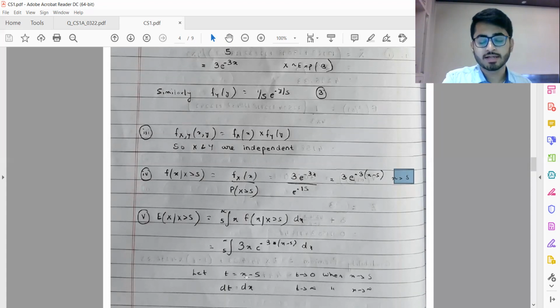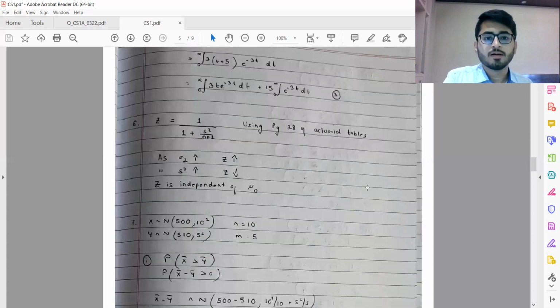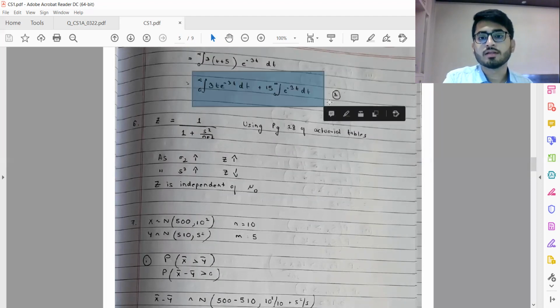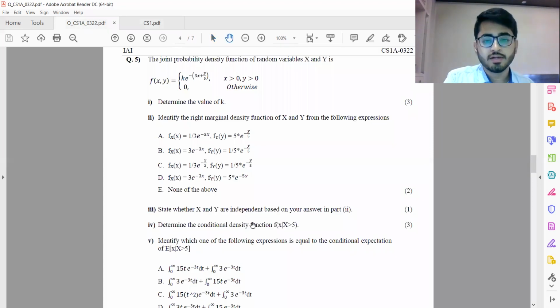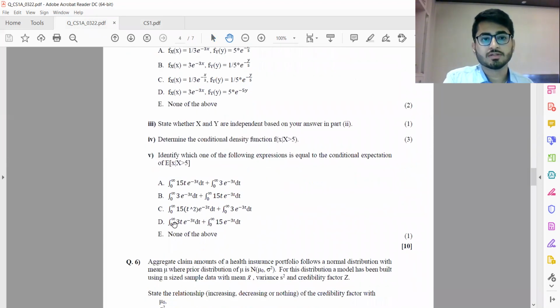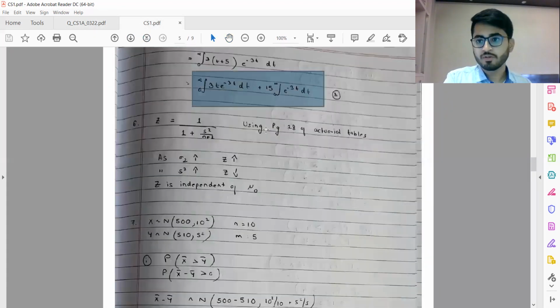I substitute X minus 5 as T, and then basically I can reduce it to this form. And this is nothing but what we have in option D, if I'm not wrong. Yeah, this is option D over here. So again, I would say a fairly direct question. Should have been scoring one, specifically few parts of it.